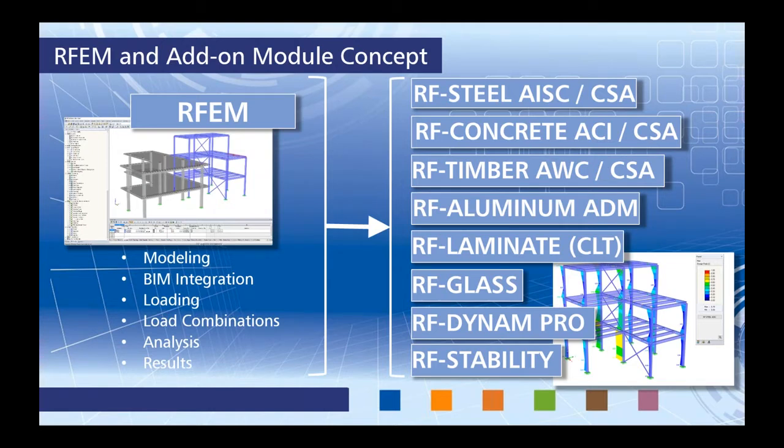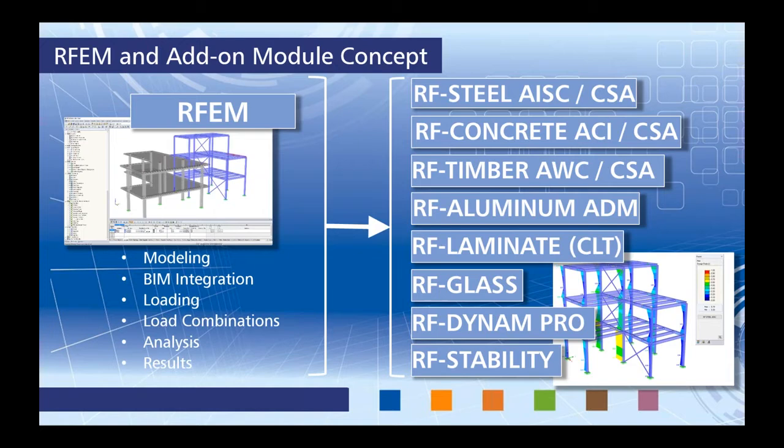Now, this is also in addition to maybe a little bit more advanced analysis, such as time history or response spectrum analysis. Stability, you can see, is listed down at the bottom. This is to get our buckling modes of our structure as well as the critical buckling load factors. Some of the materials that we have according to design include steel, concrete, timber, aluminum. We also have cross-laminated timber and glass in the program as well.